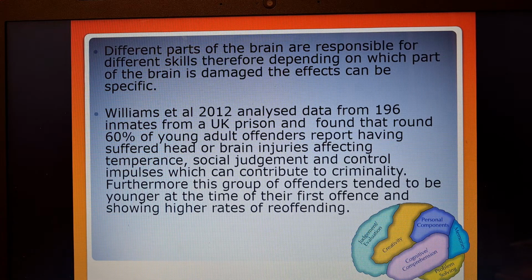Moreover, this group of offenders also tended to be younger at the time of their first offence, showing high rates of reoffending. So, in other words, those that had some sort of a brain injury when they were younger tended to be offending at younger ages.